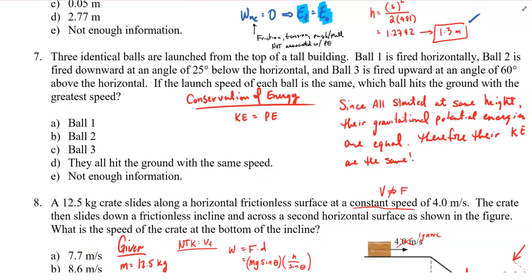Now with number 7, we see another similar question. We've got 3 balls that are launched from the top of a building. One is fired horizontally, the second one is fired downward at an angle of 25 degrees, and the third one is fired upward at an angle of 60 degrees above the horizontal. If the launch speed of each ball is the same, which ball hits the ground with the greatest speed?